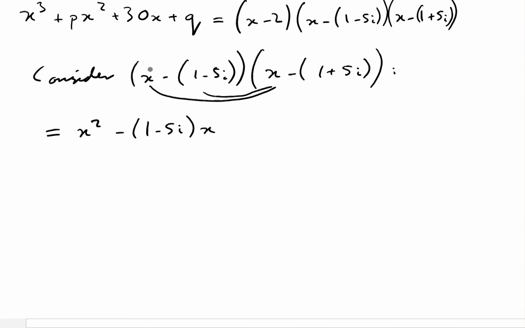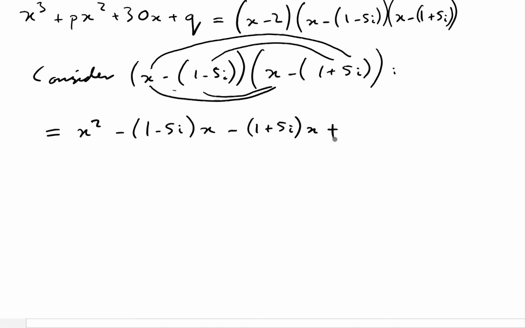Okay, and then we've got this thing multiplied by that thing. Have I done that right? It's not the way I normally do it. Yeah, that is right. And then minus 1 plus 5i times x. And then of course we've got the last two things multiplied together, so we've got a negative times a negative, we're going to end up with a positive. And we've got 1 minus 5i, and then 1 plus 5i. Okay, sorry about that confusion in there. You should be familiar, it's just expanding a quadratic. It's not the way that I normally do it, but it'll still work nevertheless.